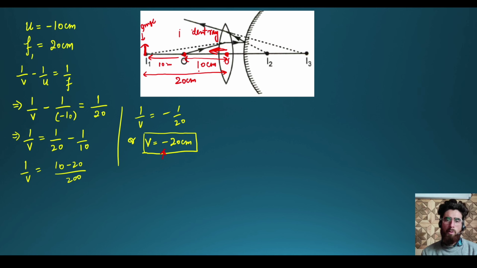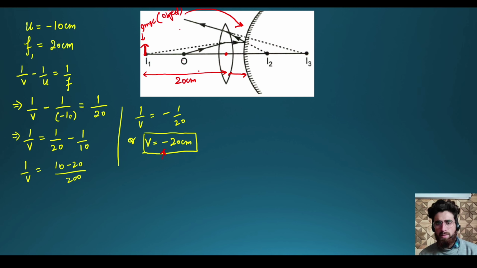Now this image, very important here, I will erase this part now. This image is going to act as an object for the mirror. It's going to act as an object for the convex mirror. And if it's going to act as an object for the convex mirror, and we need to see where its image will form, where it is going to reflect, inside or outside the convex mirror, we need to know the object distance. So how will we find the object distance? We know that this image is formed at a distance of 20 centimeters from the lens, and the lens is kept at a distance of 5 centimeters from the mirror. So the total object distance is going to be 20 plus 5, that's 25 centimeters.